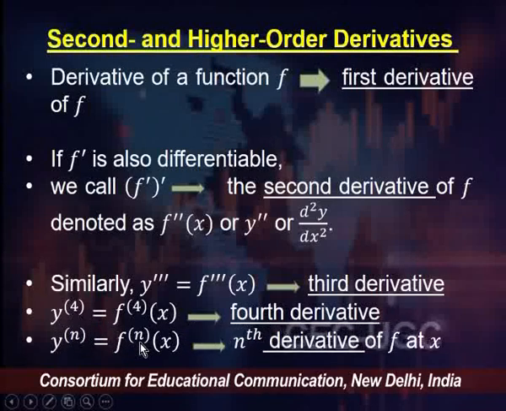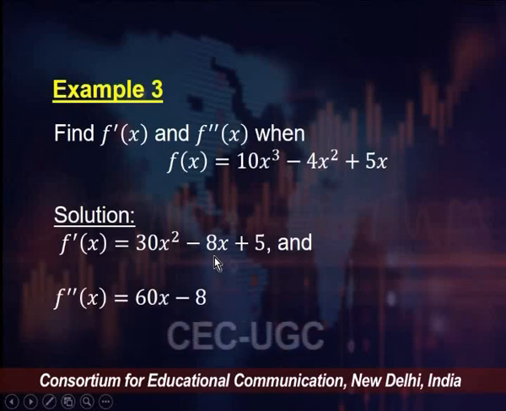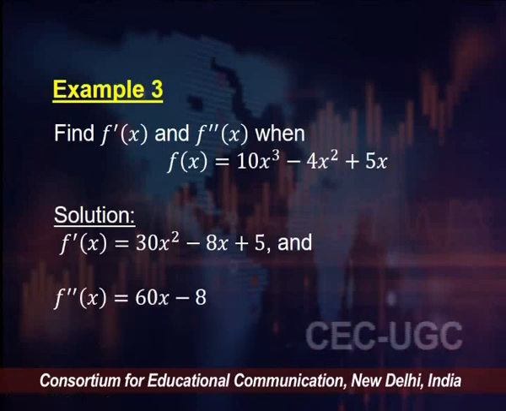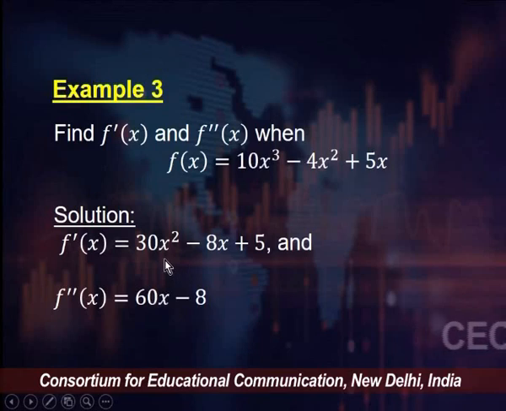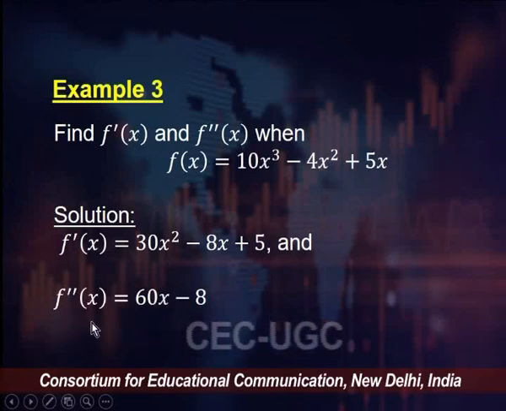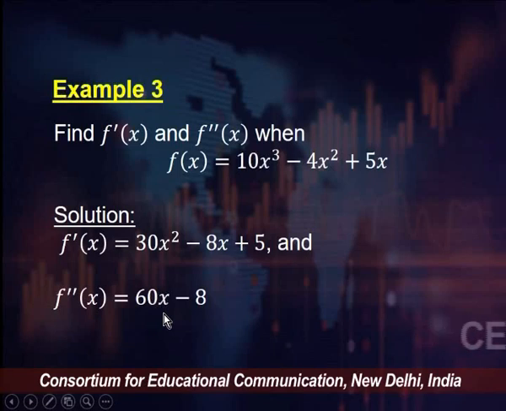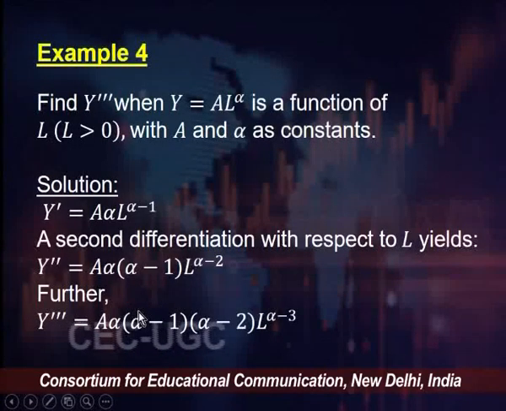And I think you would be comfortable calculating the higher order derivative. So, for example, if f of x is 10x cubed minus 4x squared plus 5x, then the first order derivative would be 30x squared, if we use the power rule, minus 8x plus 5. The second derivative would be 60x minus 8. The third derivative would be 60. Fourth derivative would be 0. Okay, let's now take another example.